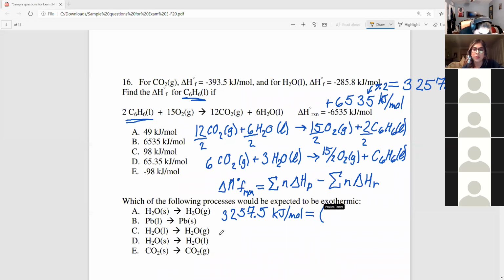So the moles times the enthalpy of the products. What do I put? 12 multiplied times. Would you divide also the value that you're given, like negative 393.5, by 2, or do you keep it that way? You would keep those the same. The only thing that changes is the moles that you're multiplying by. Okay. So it will be 12 times negative 393.5.